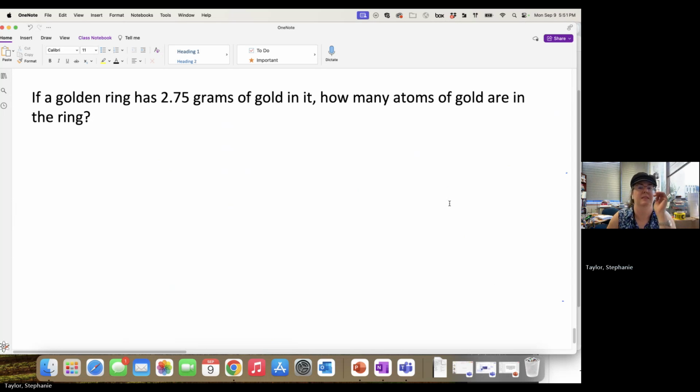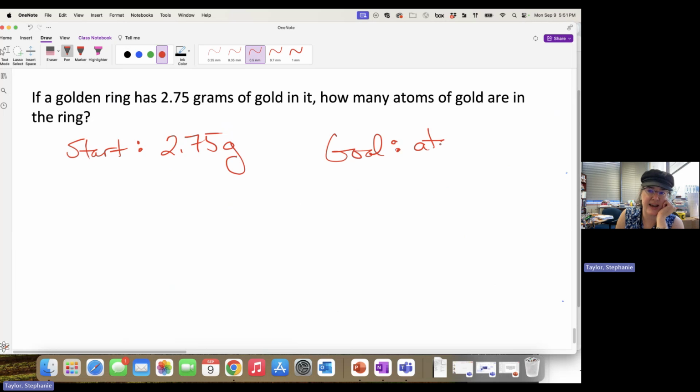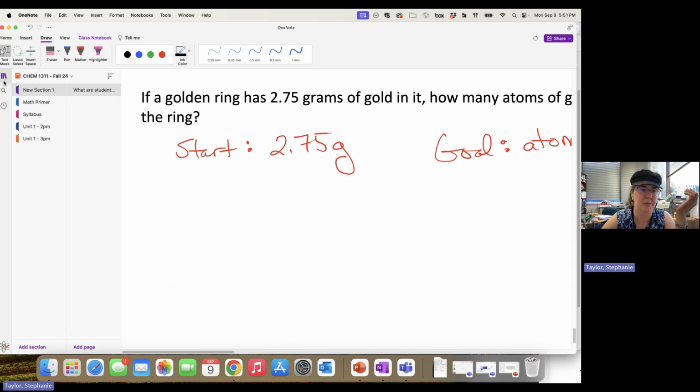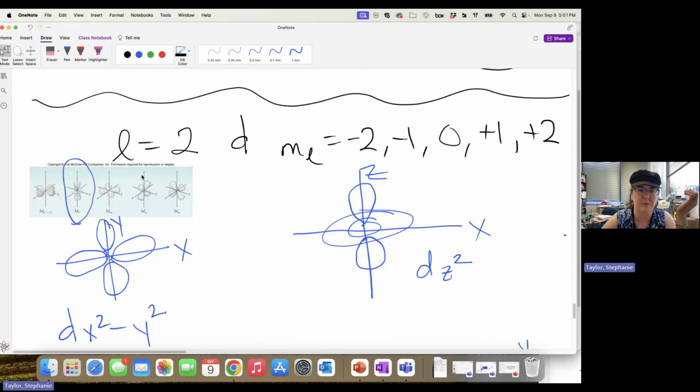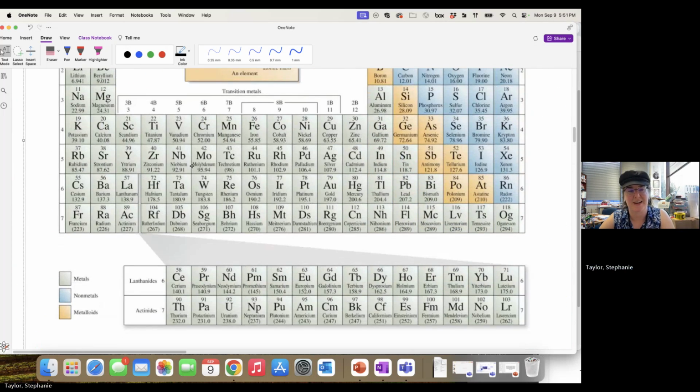So, first of all, to note, we are starting with 2.5 grams. The goal is atoms. So the thing is that there's information that can help us. There is absolutely information that can help us. I did not put, where'd my periodic table go? My periodic table could help me. Where did that go? There it is.